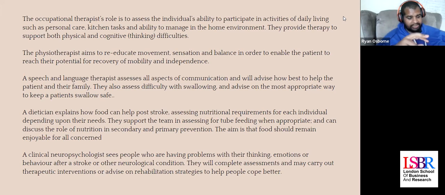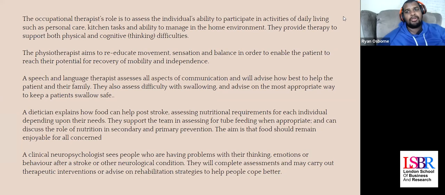And the last thing on this list is a clinical neuropsychologist. Now, a clinical neuropsychologist is someone who's more concerned with the neurological implications of having a stroke.